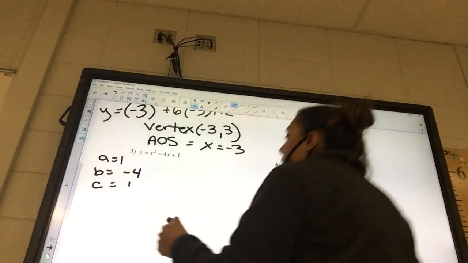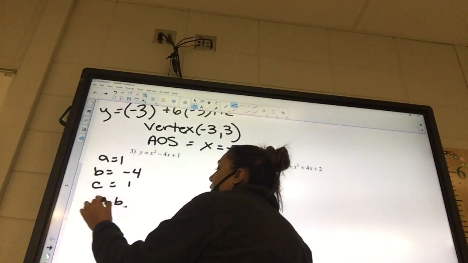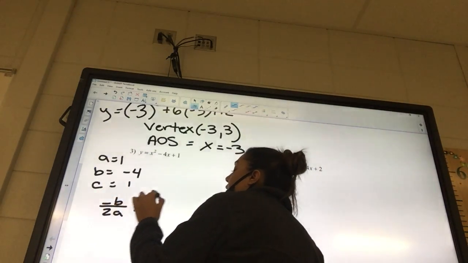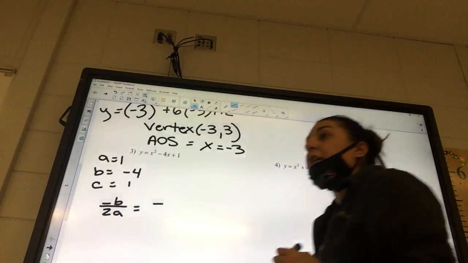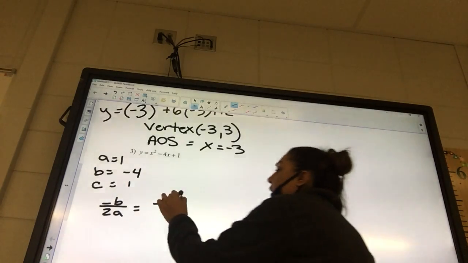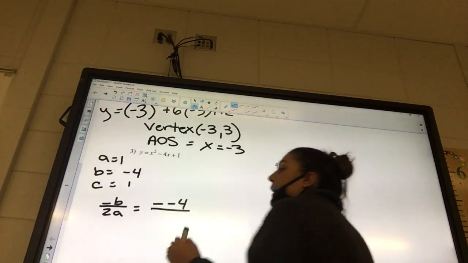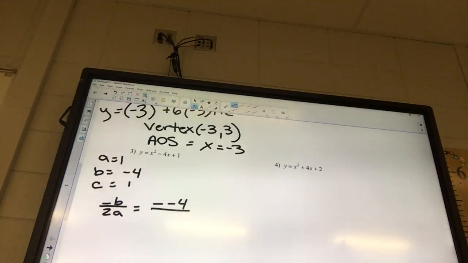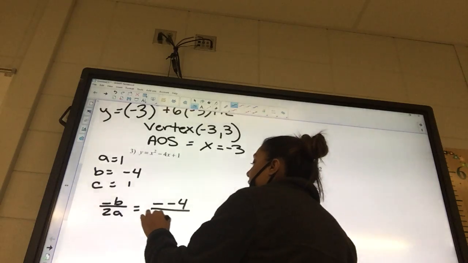Now we use that formula: negative B over 2A. So what is our B? -4. Okay, so it's negative B. If B is negative, you're going to have two negatives right there. So it's going to be negative, negative 4, over 2 times A.